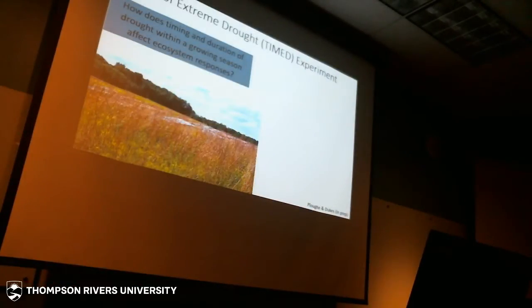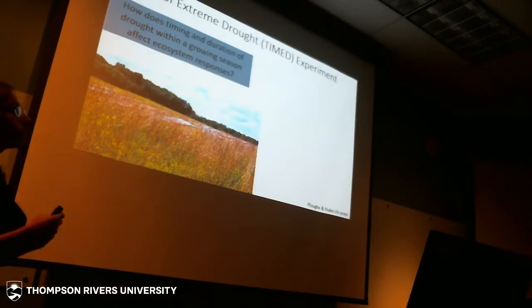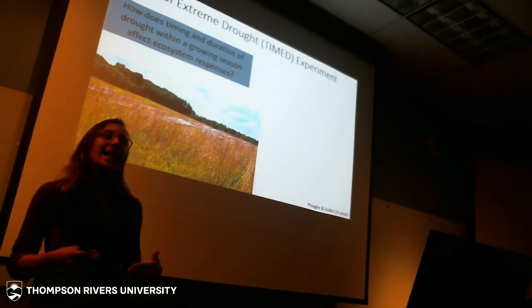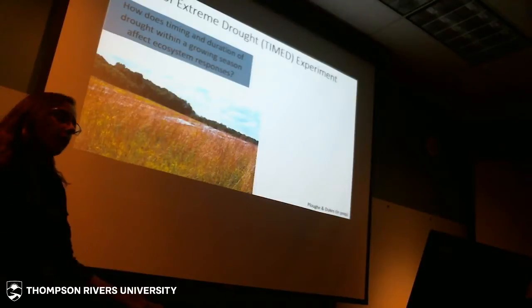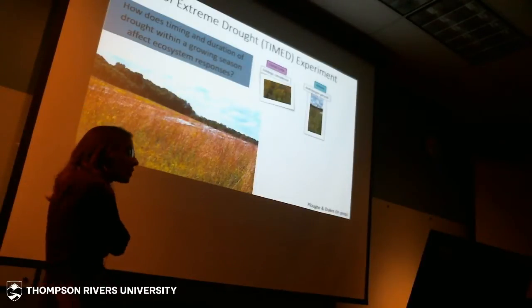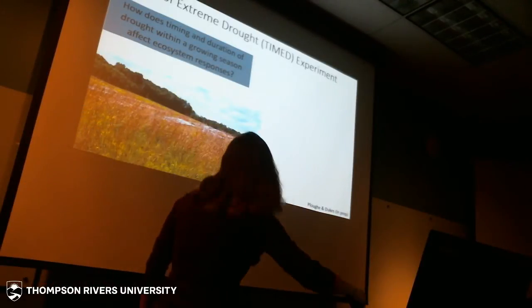So to get to my actual experiment, I wanted to know how the timing and duration of drought within a growing season affect community responses. And is there an interaction? Do they matter together? Does one matter more than the other? To explain this, I'd like to look a little bit at my site.